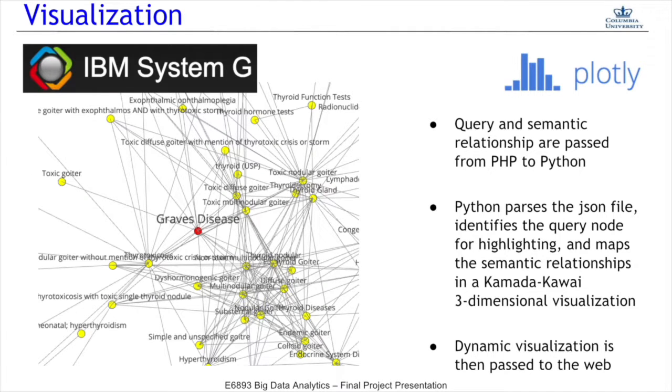IBM System G outputs a JSON file that we read into a Python script. The Python script parses the JSON file to identify the nodes and edges around the query that make up its network, and it highlights the query for easy identification and visualization. It maps these nodes and edges into a Kamada Kawai three-dimensional dynamic visualization that we then pass on to the website for the user to be able to view and manipulate in order to get to know the network better.